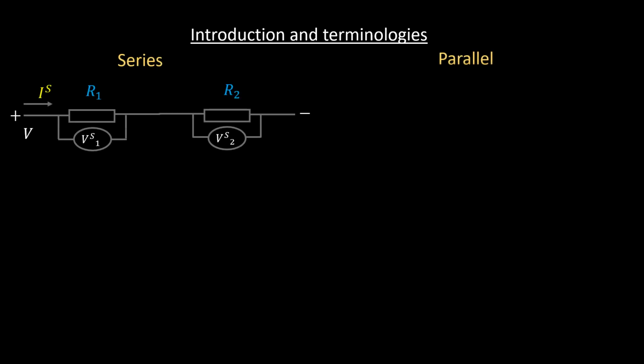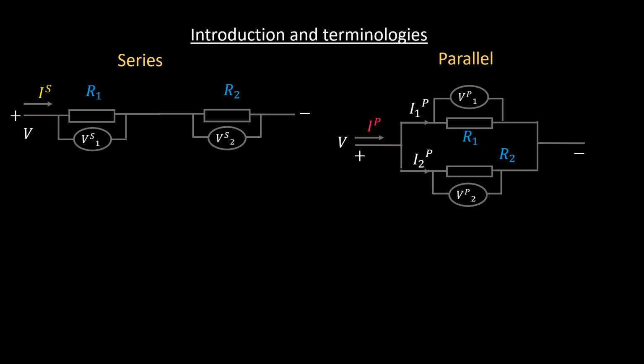We are given two resistors, R1 and R2, and a battery, V, and asked to connect them. There are two simple ways that we can do this. We can either connect the elements in series or in parallel.